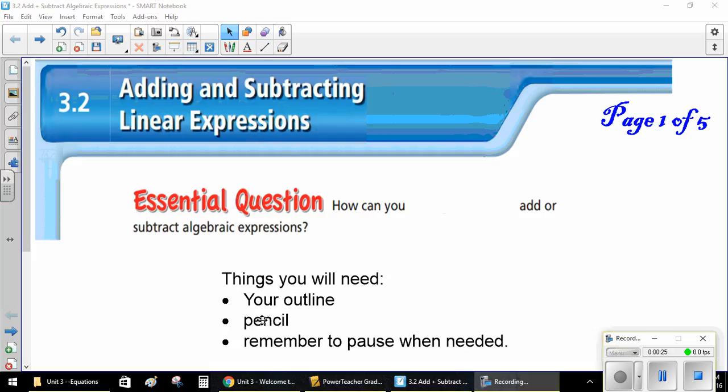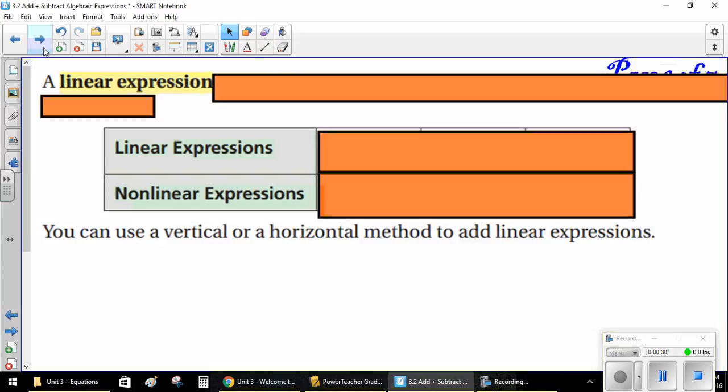What you're going to need is your outline or your notebook, your pencil, and remember to pause at any point in time that you need. There are going to be a total of 5 pages, this page being 1. Okay, we're on page 2 of 5. So please copy this definition down and pause where you need.